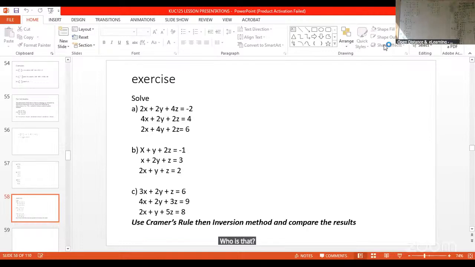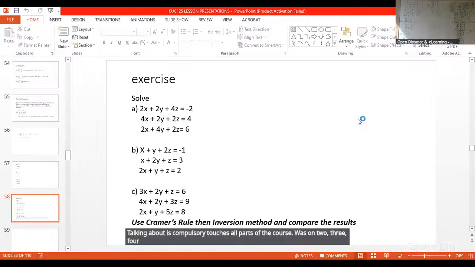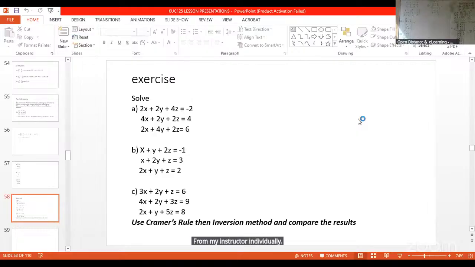Nauliza hiyo exam itakuwa calculation pure ama itakuwa na theory. Talking about exam, question 1 is compulsory, touches all parts of the course. Question 2, 3, 4, and 5, you choose any 2. Alafu, soma instructions vizuri. Here, one at a time. Who is talking? Question 1 is compulsory, touches every part of the course, the whole course.